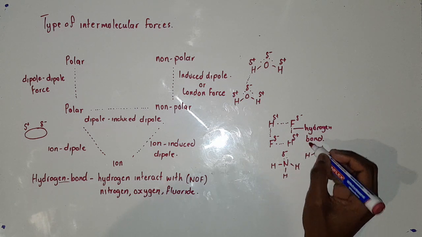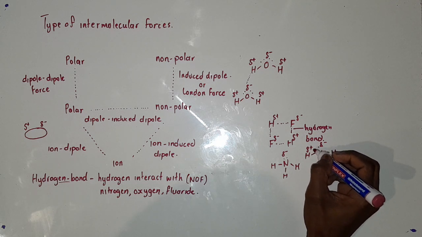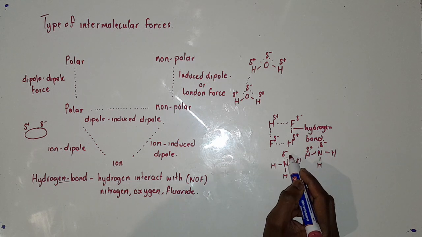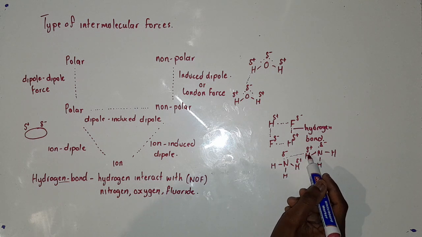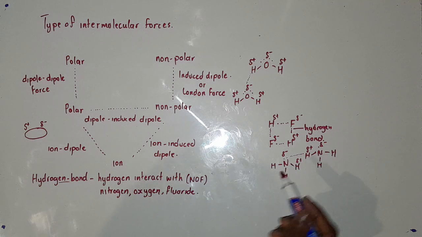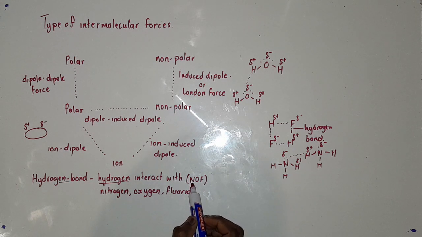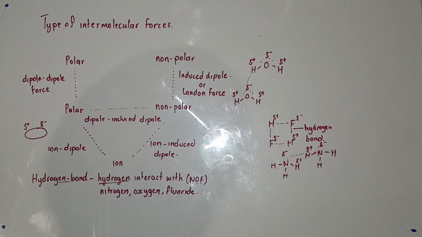This one is going to be slightly negative, and this one slightly negative. Our H's are going to be slightly positive. But now this negative is going to be attracted to that H. Whenever hydrogen is attracted to either nitrogen, oxygen, or fluorine, we are going to get this special force, which is known as hydrogen bond. Do you understand?